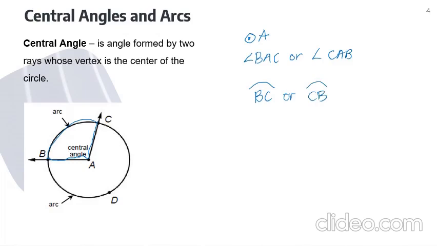There is also an arc or a curve containing points BDC. This one, BDC. You can name it as arc BDC or arc CDB.